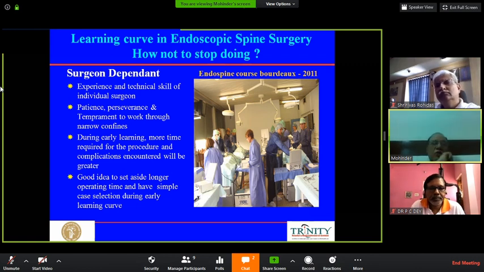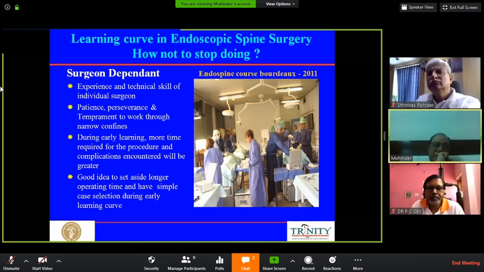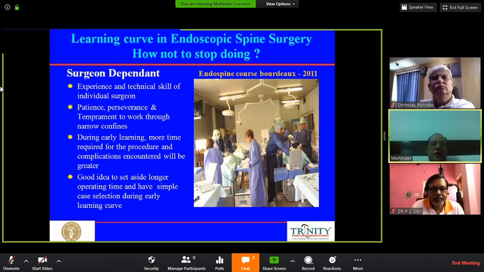I always tell my colleagues, if you want to start spine endoscopy, you should be mentally prepared. In the first case, you should be spending 2.5 to 3 hours. As you do more and more cases, the operation time also reduces. So that mental picture should be there. You can't think like this: I have a next case lined up and I'll do away with this in about half an hour to 1 hour. Then it is not your cup of tea.